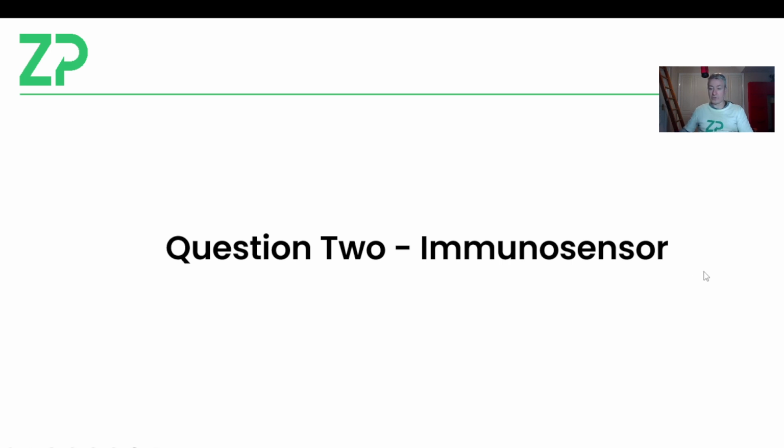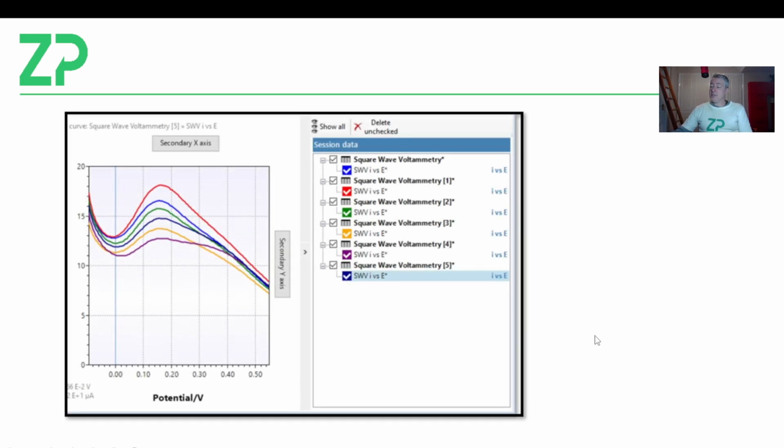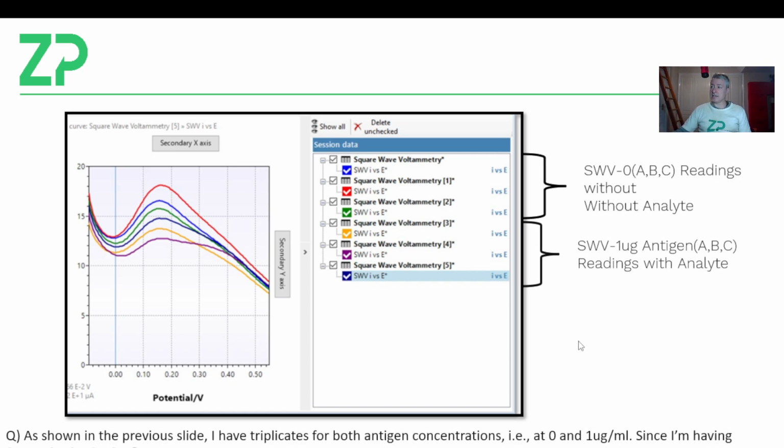Now, question number 2 is about immunosensors. So hopefully you can jump ahead if you're not interested in the first question and find yourself here at question number 2 about immunosensors. What we find here is some data that somebody has sent me. They have readings without analyte, and they have readings with analyte. Now, that analyte is 1 microgram per mL, which is quite a lot actually for an immunosensor. So part of their signal may be due to non-specific binding as well as specific binding, but that's not the question today.